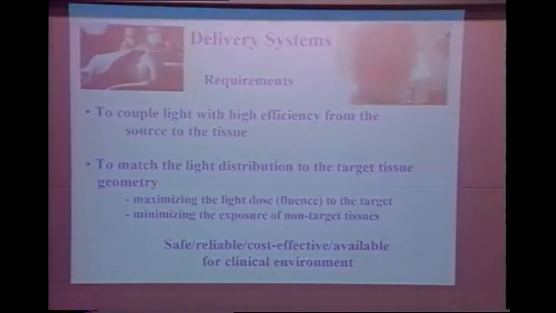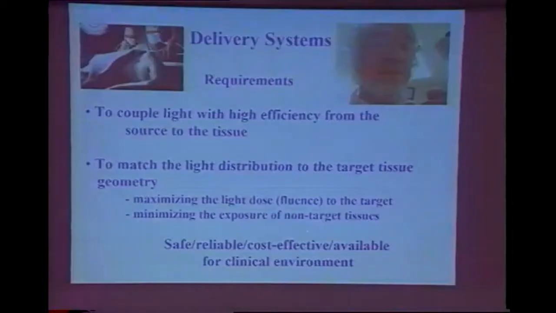So you produce the light, now you have to deliver it. So you have to couple the light with high efficiency, and you have to match the distribution to the target tissue geometry. So if you have, in theory, a square tumor, you've got to have a square distribution of light. And you have to minimize the exposure to the non-target tissues. And also, these delivery systems have to be safe, reliable, cost-effective, etc.